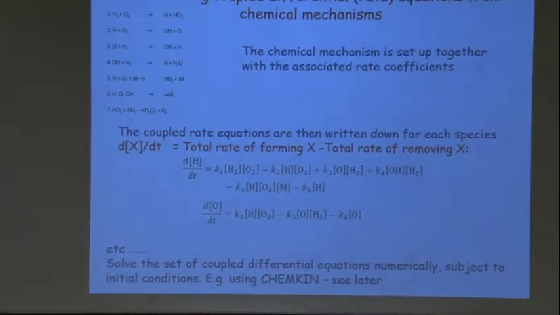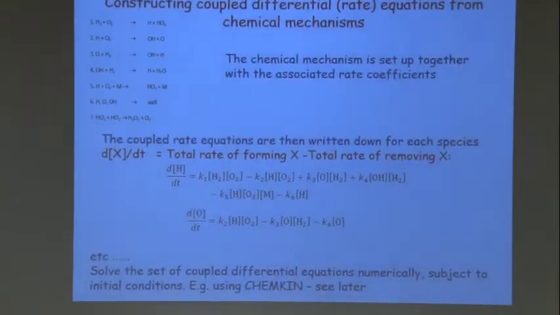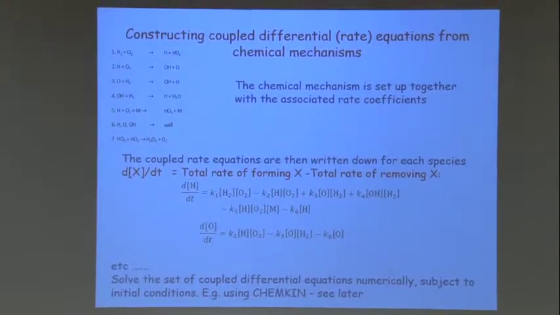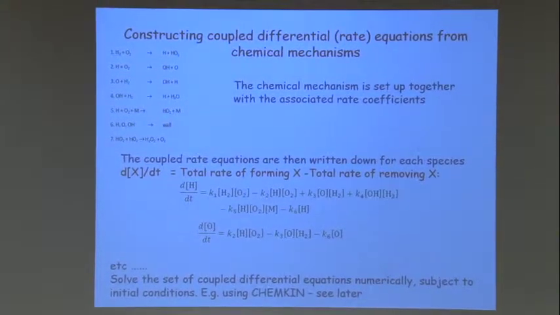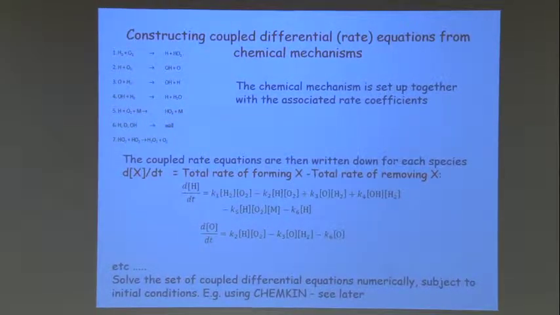So, constructing coupled differential rate equations from chemical mechanisms. So we've got a set of reactions. One or two people have asked this question: how do you decide what the mechanism is going to be? We'll discuss this on Thursday, but it's a non-trivial problem. But this is an example that we're just going to use.